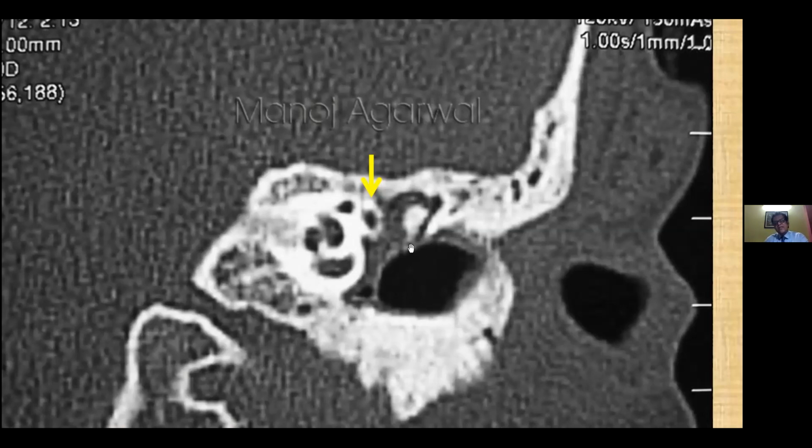The handle of the malleus, surprisingly, is not seen here. I don't know whether it was eroded or not. I don't remember this case. This was many, many years ago. But we can see the malleus head entirely occupied by an isointense shadow. You can see the blunting of the scutum here, but more importantly, you see that the thin rim of bone over the lateral aspect of the tympanic segment of the facial nerve is intact. Do remember, friends, that CT temporal does not differentiate.